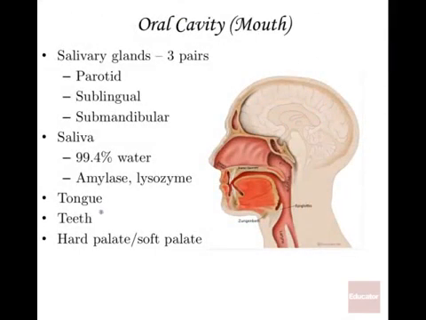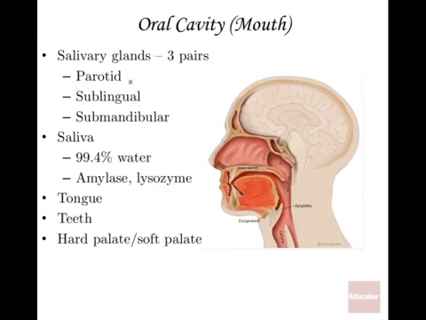So we're going to start with the oral cavity, the mouth. The starting of the chemical digestion of food is definitely due to salivary glands. Even just seeing food on television or seeing a picture of food, smelling food is going to initiate salivation. And you have 3 pairs of salivary glands for a total of 6.